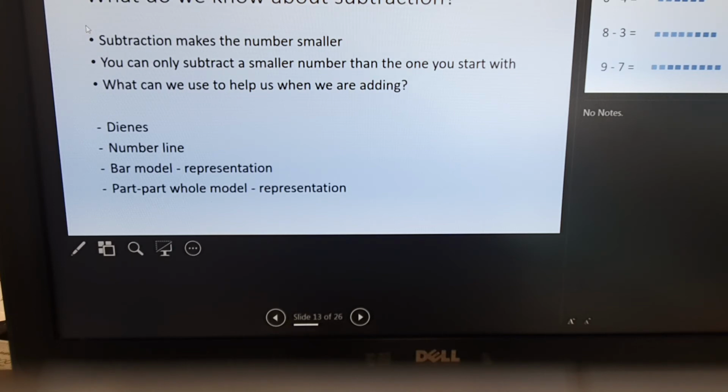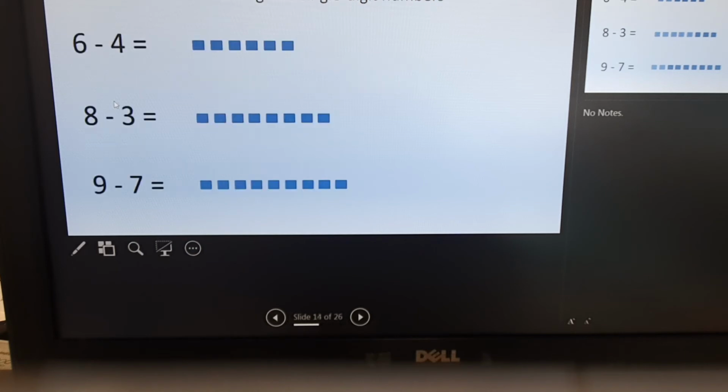So what can help us when we're subtracting? We've got the Deans, number line, bar model and part whole model again. Now this time my screen looks a bit different because I'm starting with the Deans to begin with. Now I want you to look at those numbers. 6 take away 4 equals, 8 take away 3 equals, and 9 take away 7 equals. And we're going to go through how we would subtract our single digits.